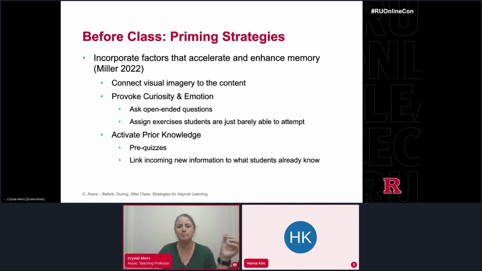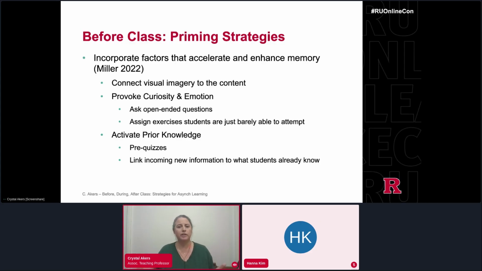All right, so I've cited Miller 2022 here. Her book, referenced in the slides, is excellent for understanding the psychology of memory and how it relates to learning that takes place online. But one thing we know from cognitive psychology is that visualization helps information stick. If we can connect visual imagery to the content, then students will have an easier time recalling the content later.